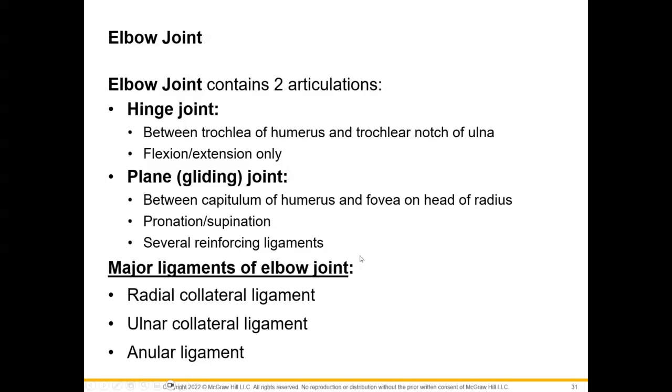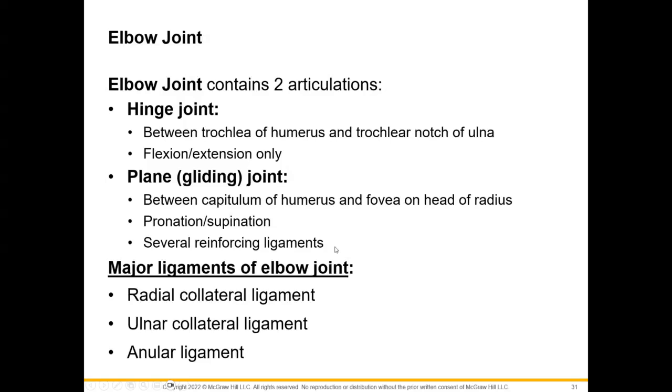Okay, elbow joint. It has two articulations. You have a hinge joint, which is between the trochlea of the humerus and the trochlear notch of the ulna. This allows flexion and extension. And then there's a plane or gliding joint. This is between the capitulum of the humerus and the fovea on the head of the radius. It allows pronation and supination.